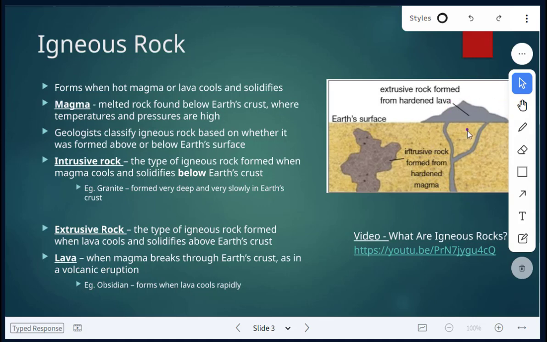Okay, so magma versus lava. Magma is below Earth's crust. Lava is when magma breaks through Earth's crust, like in a volcanic eruption. An example of extrusive rock would be obsidian. It forms when lava cools rapidly, so that's a type of extrusive rock. It's solidifying above Earth's crust.